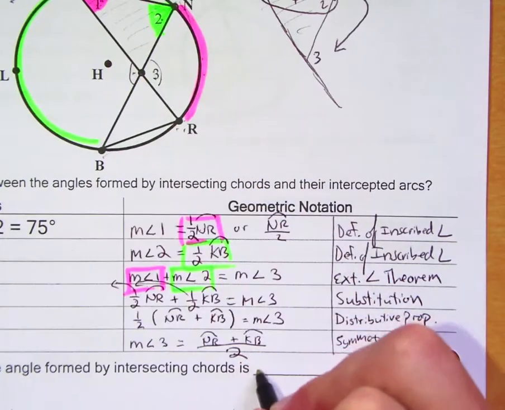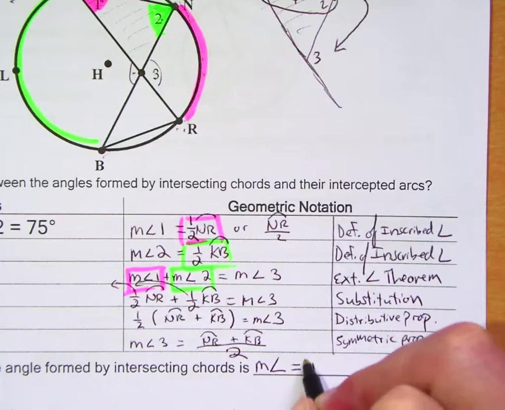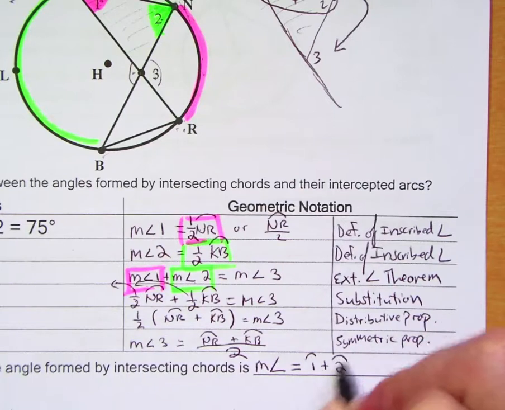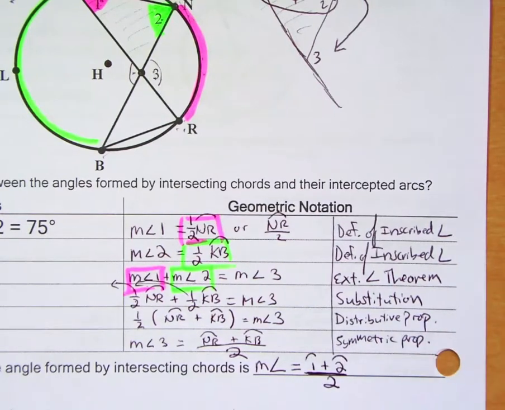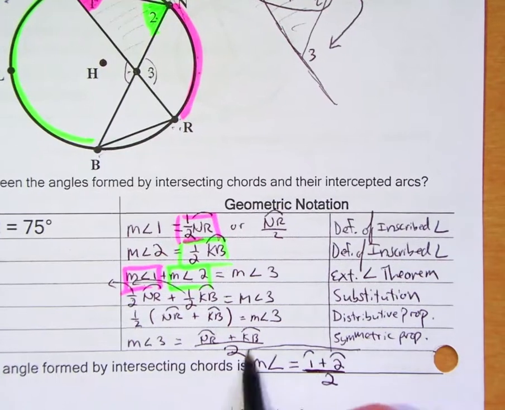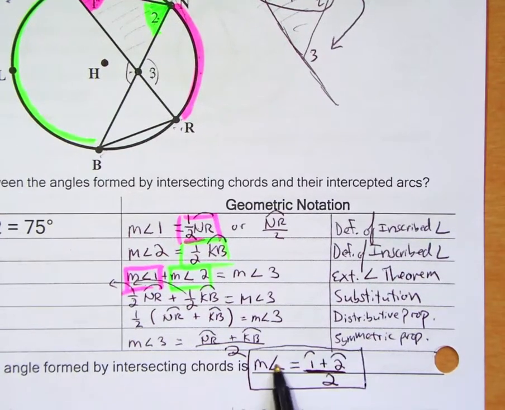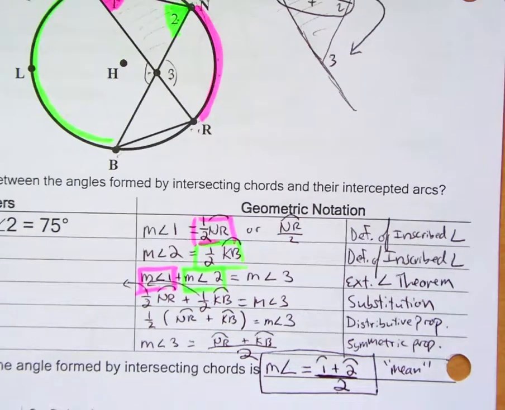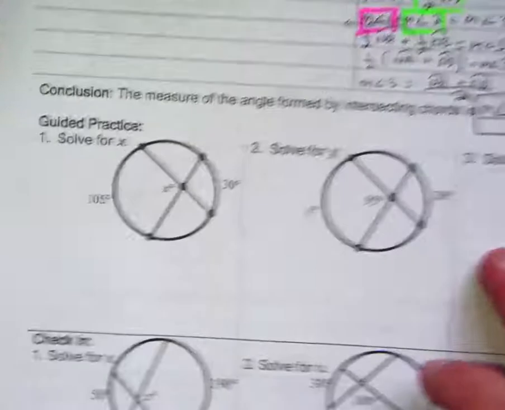So my overarching relationship here is that the measure of my angle is equal to pretty much arc 1 plus arc 2 divided by 2. This is the most important relationship summary here. Measure of the angle is equal to arc 1 plus arc 2 divided by 2. This is kind of like the mean. It's not kind of like, it is. Let's go and see if we can apply that.